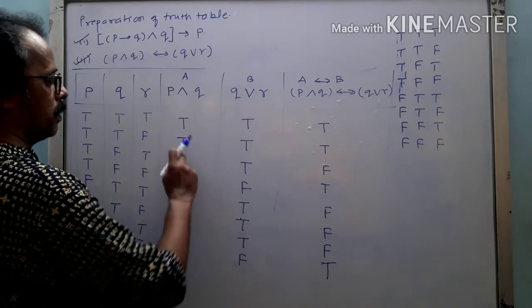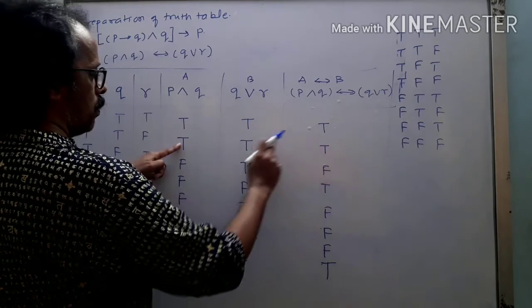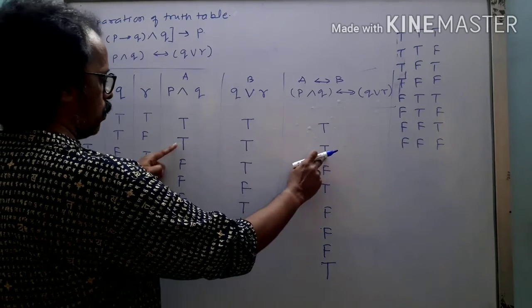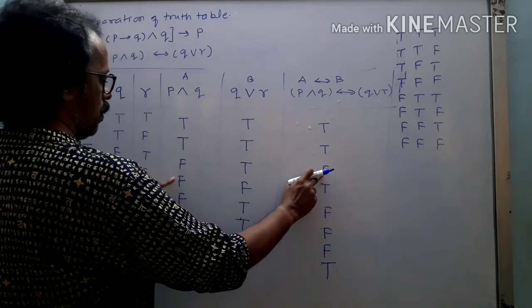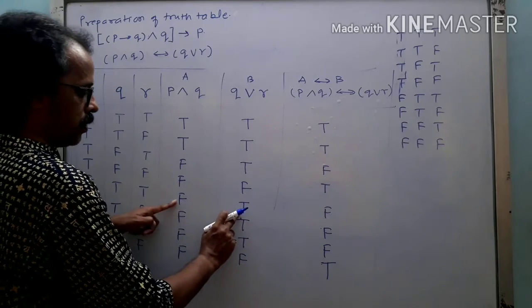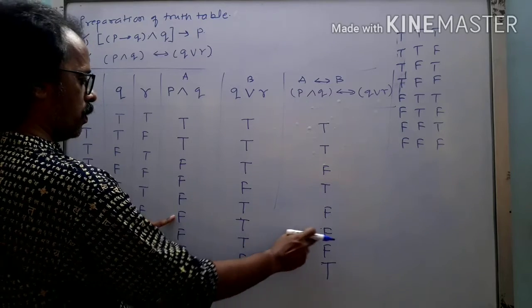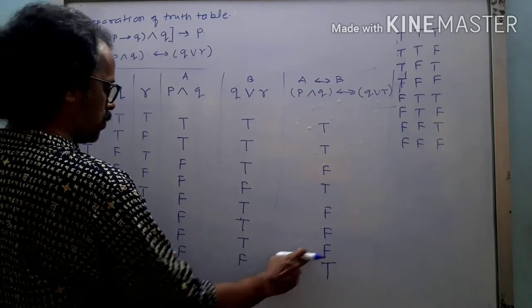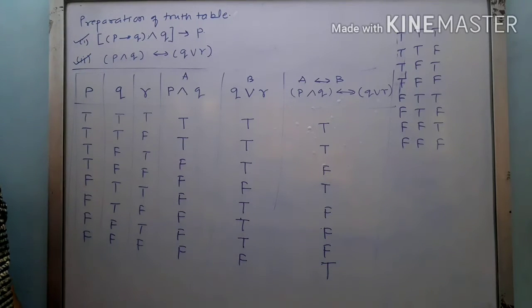So we have written: true double implies true, that is true. True double implies true, it is true. False double implies true, it is false. False double implies false, that is true. False double implies true, it is false. False double implies true, it is false. False double implies true, it is false. And false double implies false, it is true. This is about the truth table.